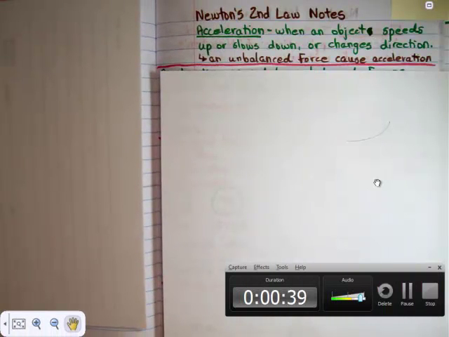Hello, today we're going to be taking a look at Newton's second law of motion. If you're unsure what page you should be working on, please check your ISN or check your planner to see what page you should be working on.